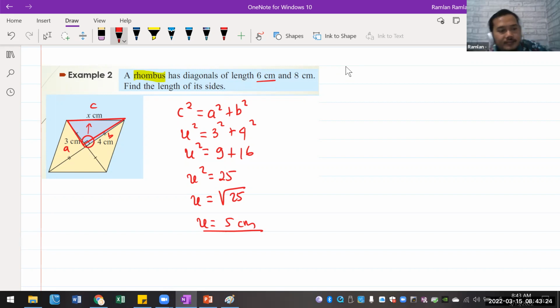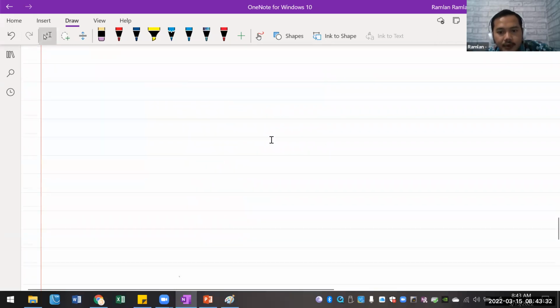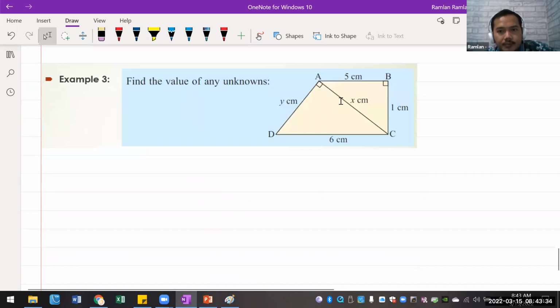Okay, let's go to the next one. This is the final example for you guys. Here we go. Okay, so example 3. This time, find the value of any unknown. So we have 2 unknown values, right? The unknown values are this one and also this one. We have the 5, the 1, and the 6.